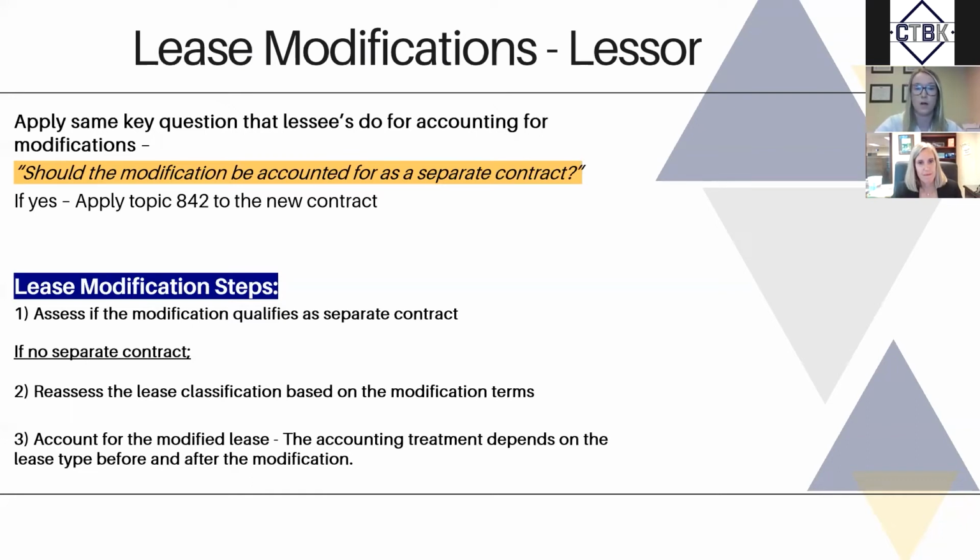If those criteria are not met, you would move on to step 2, where you're going to reassess the lease classification based on whatever the modified terms were. So that's why we spoke to the classifications on the lessor side earlier, because for step 3, whatever you determine the modified lease classification to be is going to impact how you will account for that under the new modified lease.